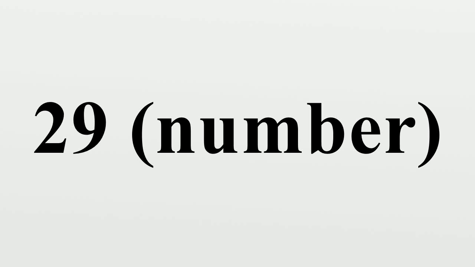29 is the natural number following 28 and preceding 30. Mathematics. It is the 10th prime number, and also the 4th primorial prime. It forms a twin prime pair with 31, which is also a primorial prime. 29 is also the 6th Sophie Germain prime.